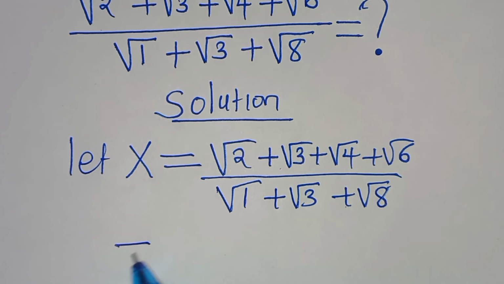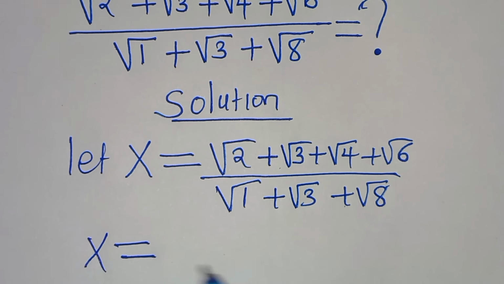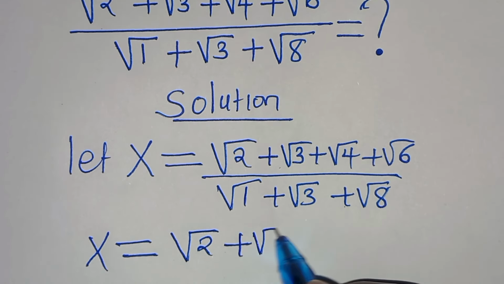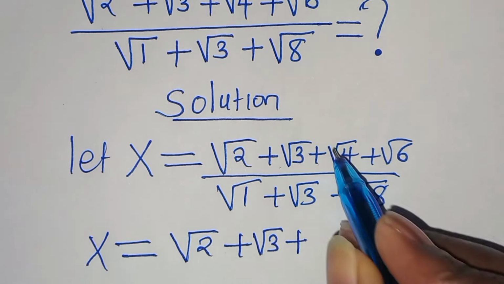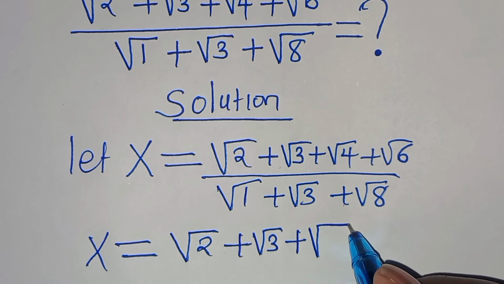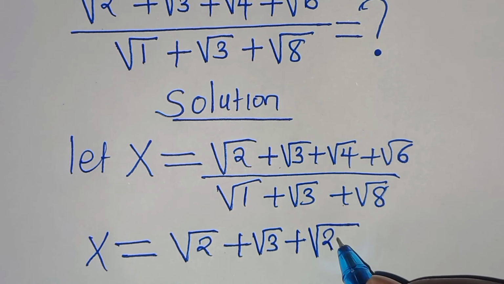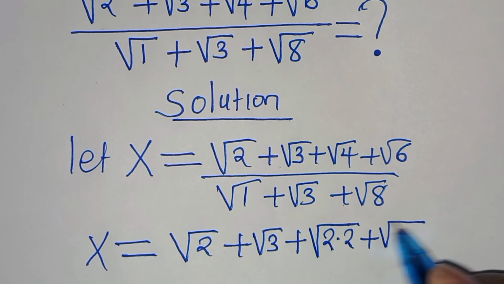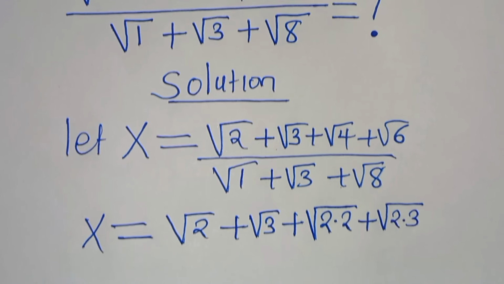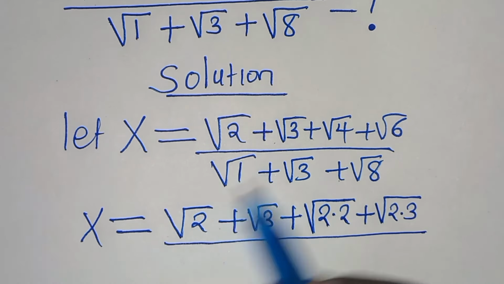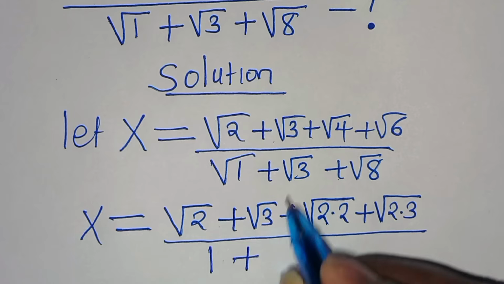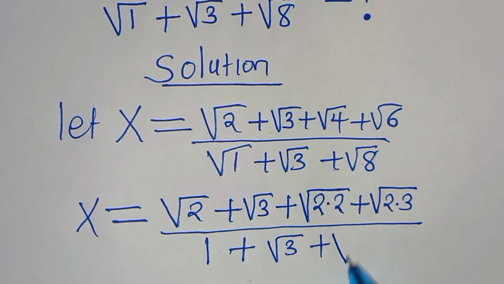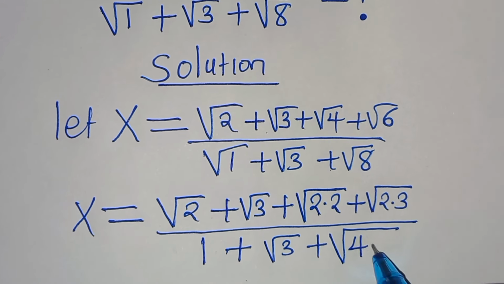Now, the next step from here, we have that x is equal to the square root of 2 plus square root of 3, then plus, we can express square root of 4 as square root of 2 multiplied by 2, then plus square root of 6, which you can express as square root of 2 times 3, divided by square root of 1, this is 1, then plus square root of 3, then plus square root of 8, this is the same thing as square root of 4 multiplied by 2.